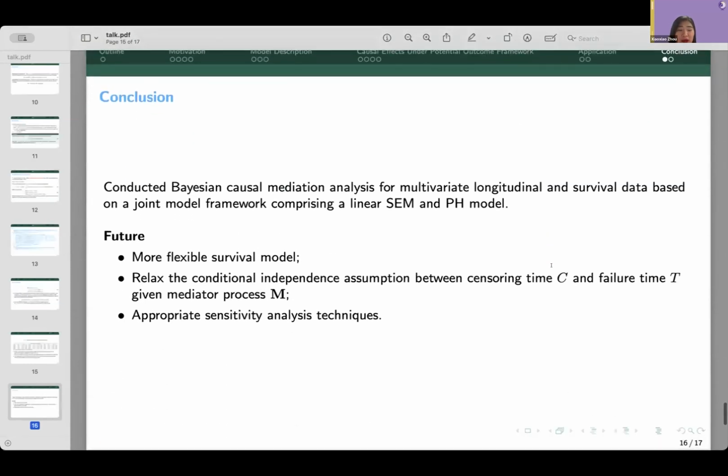Okay, so in brief, we have conducted a Bayesian causal mediation analysis for multivariate longitudinal survival data based on a joint model, which comprises a linear structural equation model and a proportional hazard model. And in the future, we would like to use a more flexible survival model. Besides, the conditional independence assumption is a little bit restrictive. We may want to relax this assumption and explore the appropriate sensitivity analysis techniques.